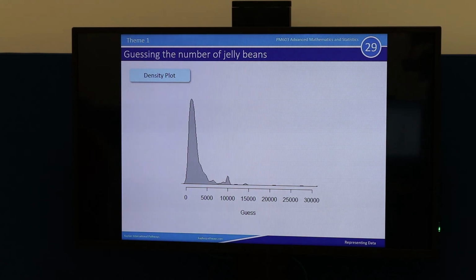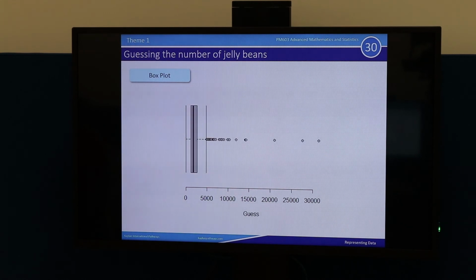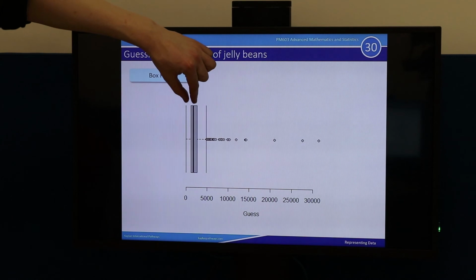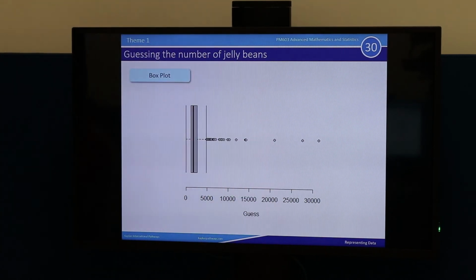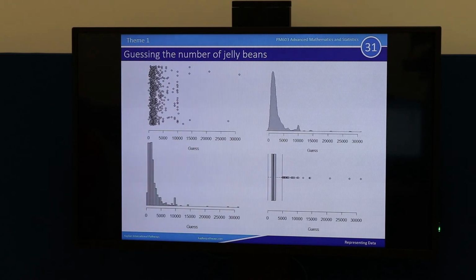One final plot that I did was this, a box plot. Box plots are really useful. I love box plots. We'll talk about box plots a little bit more, but effectively what a box plot does is it shows you where the majority of the data is, and then everything else just gets treated as outliers. But we'll talk about that a little bit more. So here are the four graphs that I produced, next to each other.